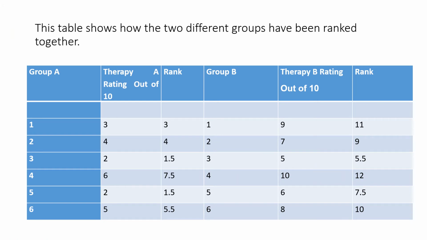This table shows how the two different groups have been ranked together. We can see Group A and its ratings out of 10 and then its ranks. And then we've got Group B and its ratings out of 10 for the therapy and then its ranks.